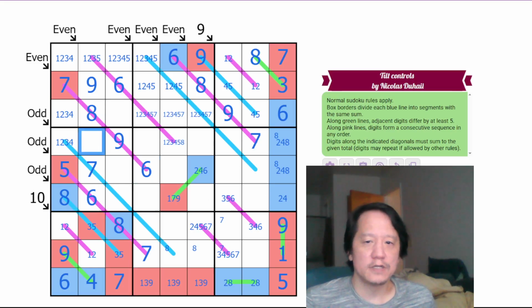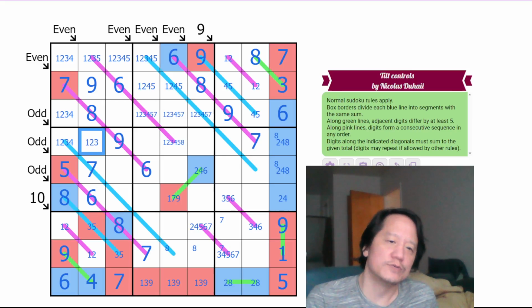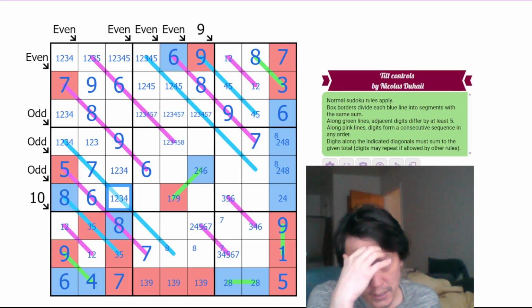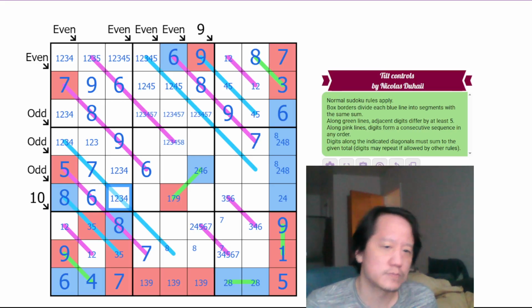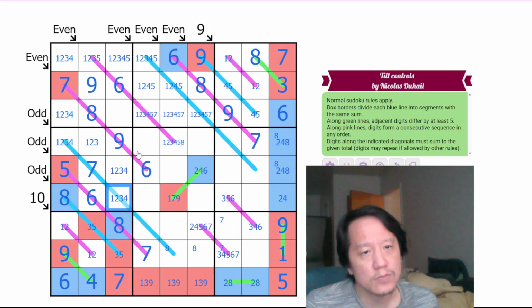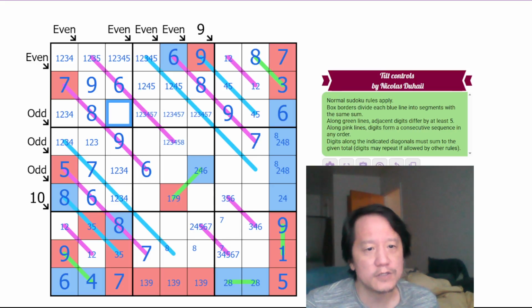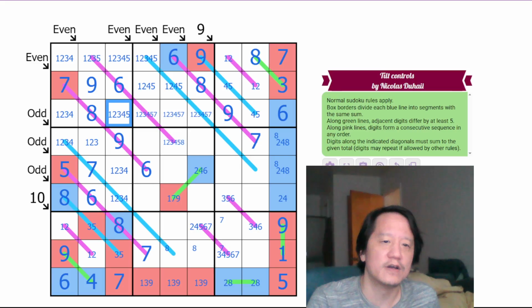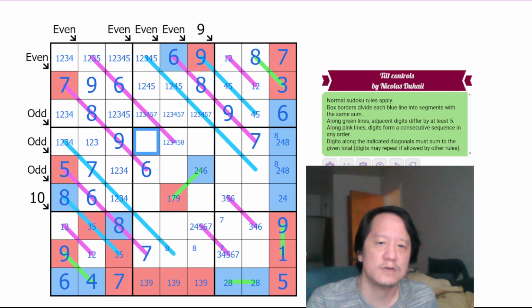Remaining digits in column 2. We have 1, 2, 3 because it can't be 5 there. These are 1 through 4 in box 4. And this has to be 1 through 5. Not too helpful.